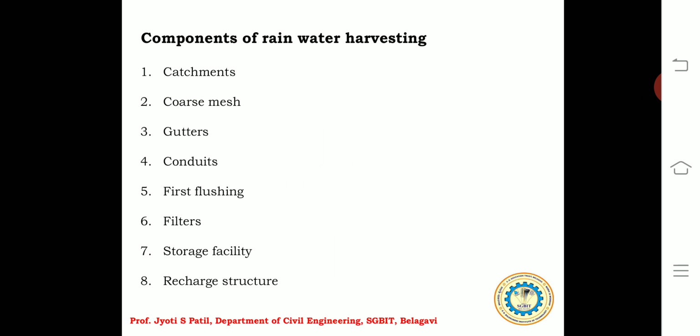Yes, how best can we do this rainwater harvesting? A rainwater harvesting system comprises components of various stages: transporting rainwater through pipes or drains, filtration, and storage in tanks for reuse or recharge. Here are some of the common components of a rainwater harvesting system involved in the stages addressed below. Those are catchments, coarse mesh, gutters, conduits, first flush, filters, storage facility, and recharge structure. Let us study one by one in detail.